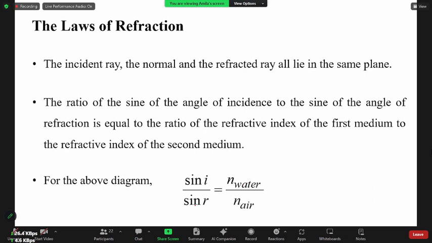So sin i divided by sin r equals the refractive index of the other medium, that is water, over that of the first medium, air. Here i is the incident angle and r is the refracted angle.